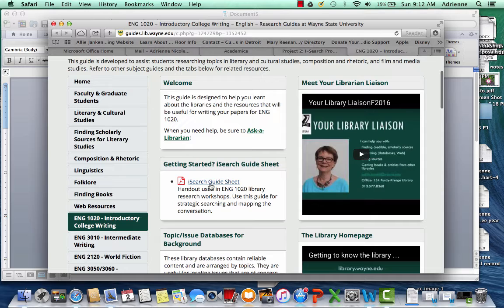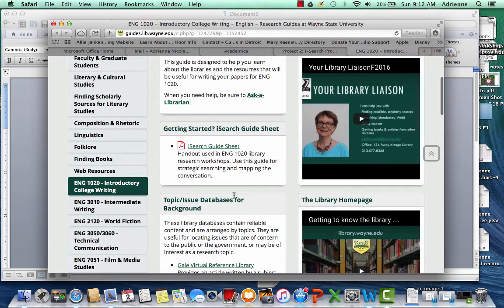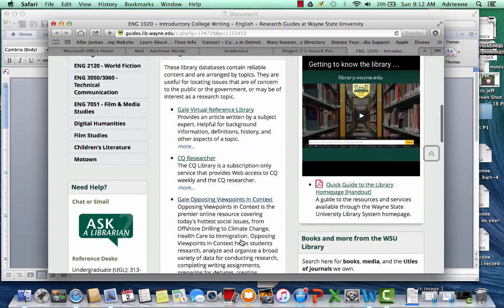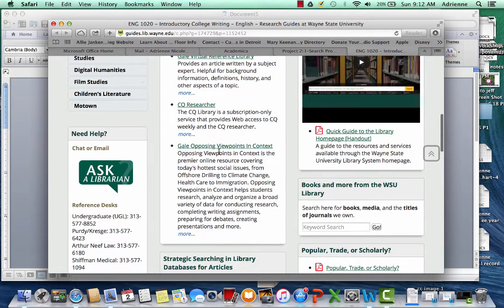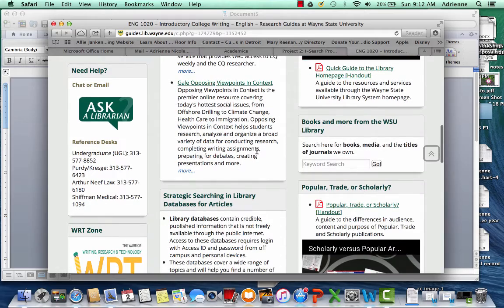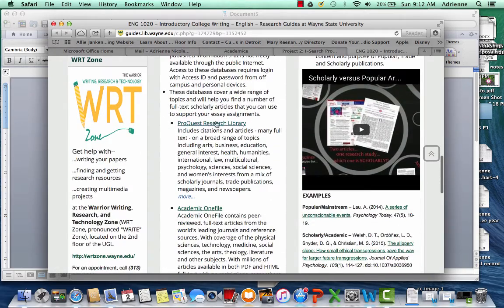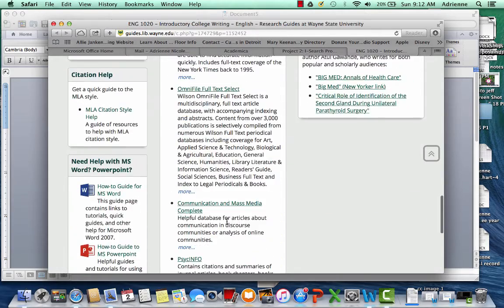And in fact, look, here's an Isearch guide sheet for searching and starting to map your Isearch conversation. So that would be really worth looking at. You can also start to look around here. If you're researching an issue, Gale Opposing Viewpoints in Context might help you out there. ProQuest Research Library and Academic OneFile are good general databases that will take you through finding resources from periodicals and from academic journals, and so those would be really useful as well.